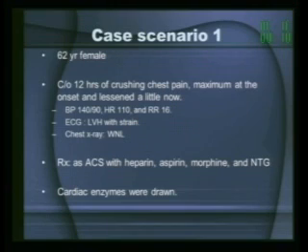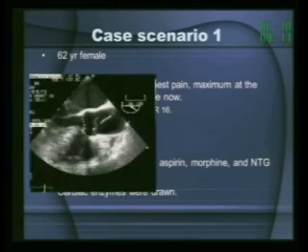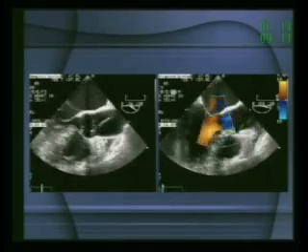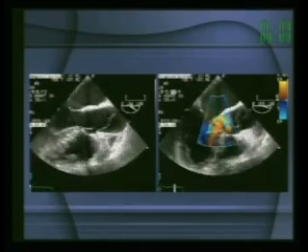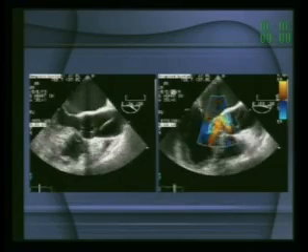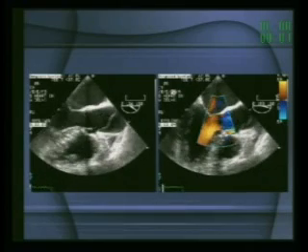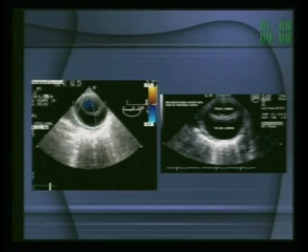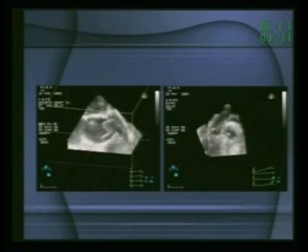And cardiac enzymes were sent. So she was being treated as ACS until echo was done, which showed a dissection flap in the ascending aorta with significant AR. Same images in short axis view and 3D.